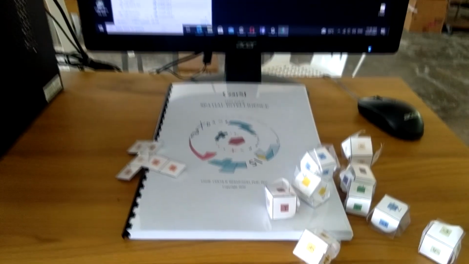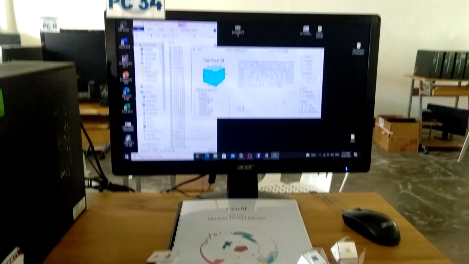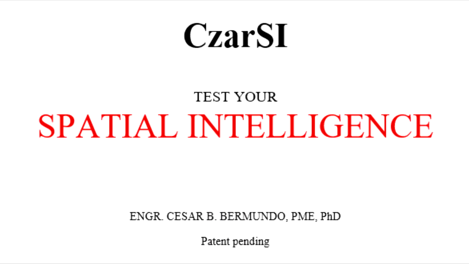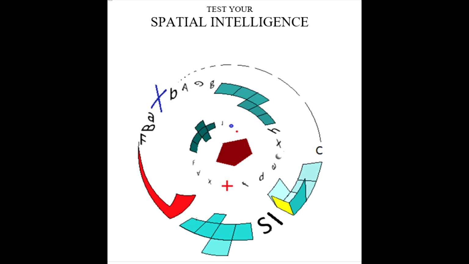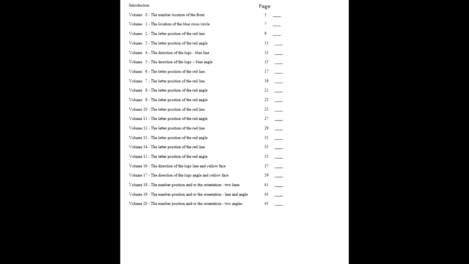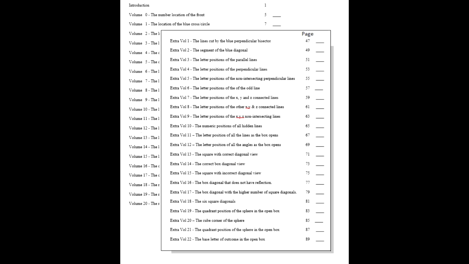SAR-SI is an instructional material in the form of a game to enhance students' skills in spatial reasoning using higher-order thinking skills. It is composed of 38 volumes that are arranged from easy to difficult, where the player or student selects his option.